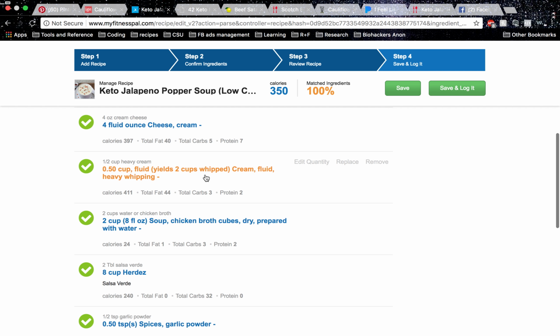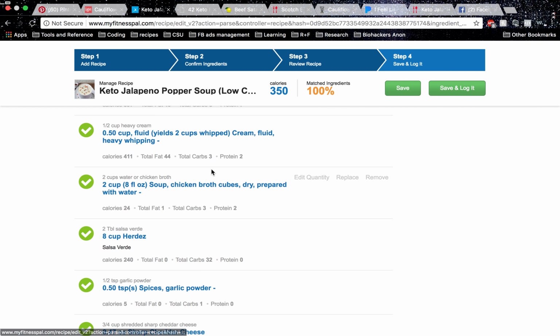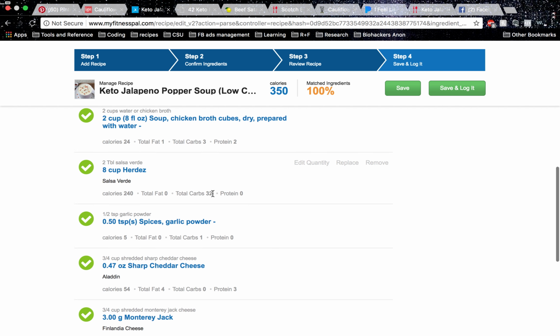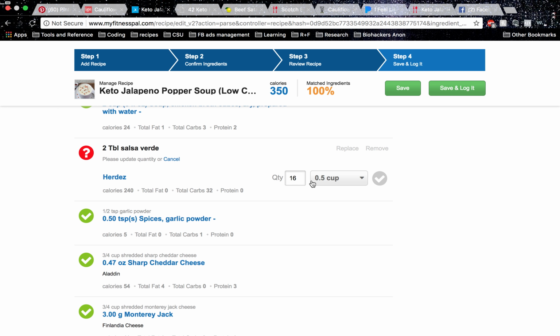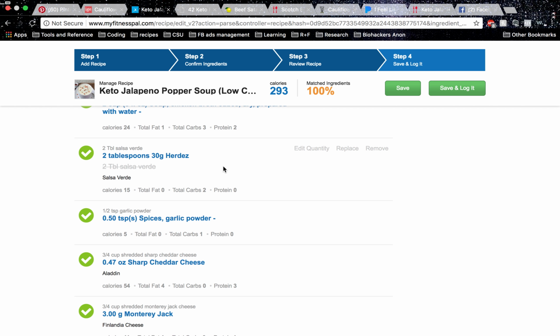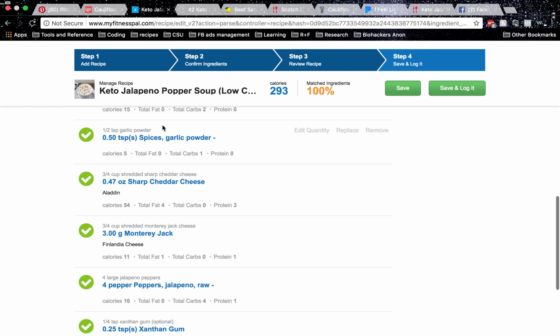Cream cheese looks good. Half cup of heavy whipping cream looks good. Chicken broth. Okay, we are using 2 tablespoons salsa verde, not 8 cups. So we're going to edit the quantity. Do 2 tablespoons and 1. Beautiful. Okay, looks much better. Also be careful for the garlic powder on myfitnesspal. There's one entry that always populates when I match the ingredients, and it's like 1 tablespoon of garlic powder is 400 calories and 70 carbs or something. It's absolutely ridiculous and not realistic.